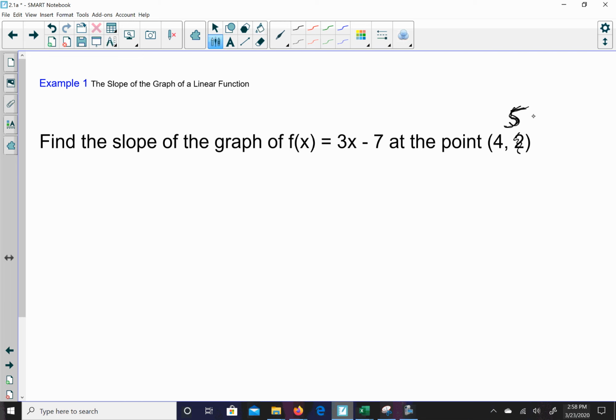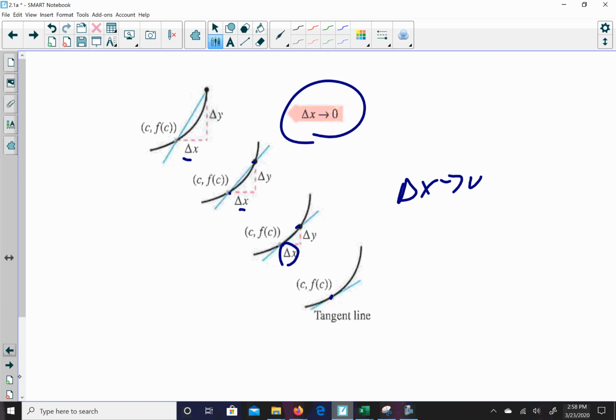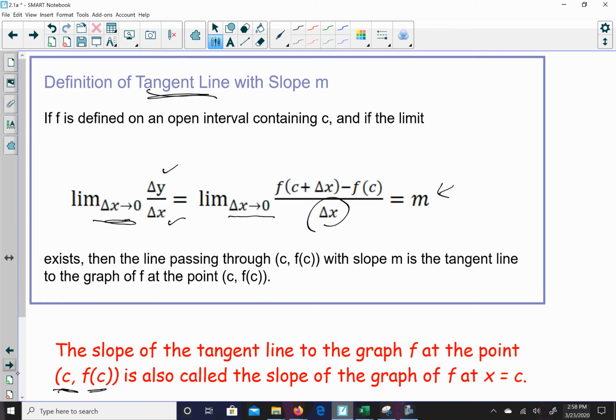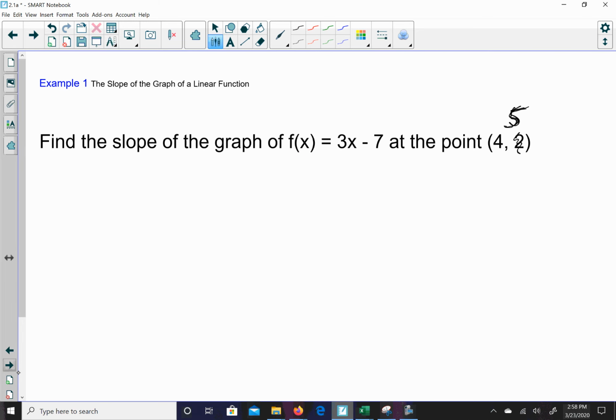Okay, so here we go. We're going back, and we're going to use this formula here, which is going to be f of c plus delta x minus f of c, all over delta x, and we're taking the limit as delta x approaches 0.